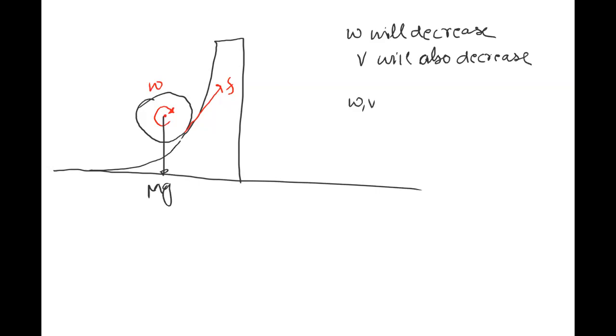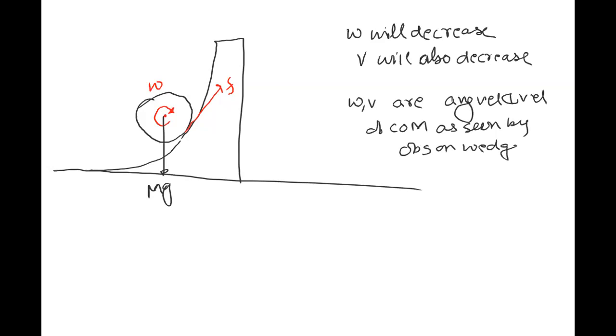But this omega and v are the angular velocity and velocity of the center of mass as seen by the observer on the wedge. But because of the normal reaction which is being applied by the sphere on the wedge, whose horizontal component is there, the wedge itself is accelerating in this direction. It is picking up a velocity in this direction.